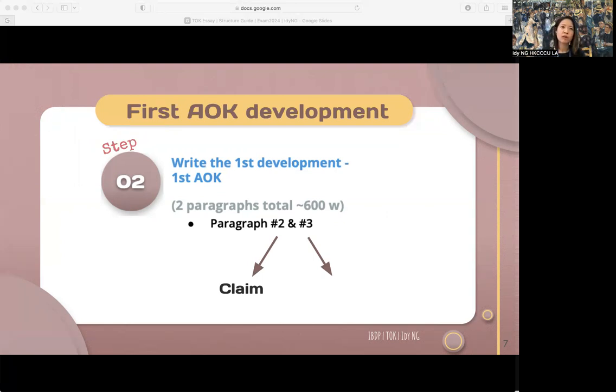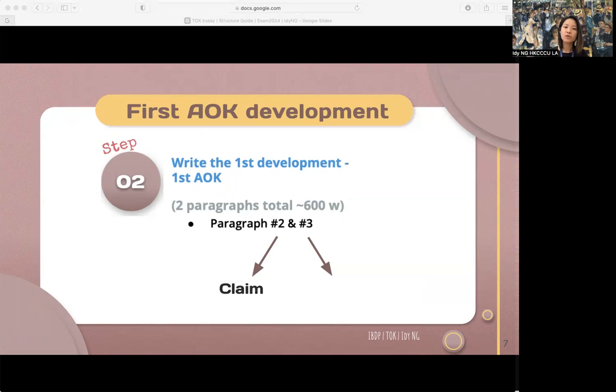For that prescribed title, it always shows the first AOK is assigned by IB. It stays in the title. And then the second AOK is your own choice. All right, so think about it. We will have a lot of consultation on choosing the title later on after September, since it's coming September.